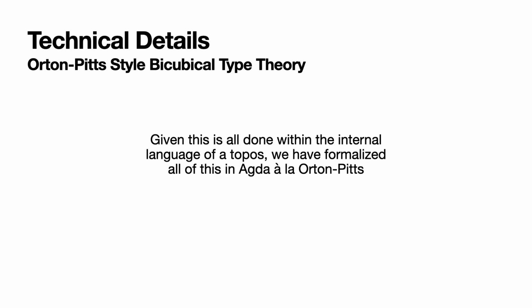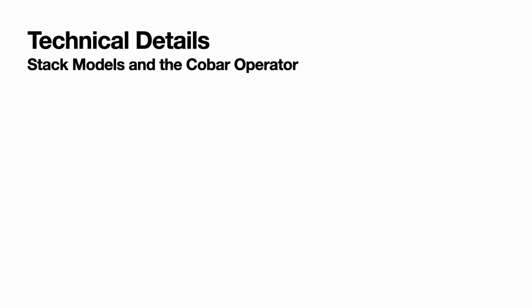And so, given that everything up to this point has been done in the internal language of a topos, we have also formalized all of it in Agda. And so, now we need to finish directed univalence.